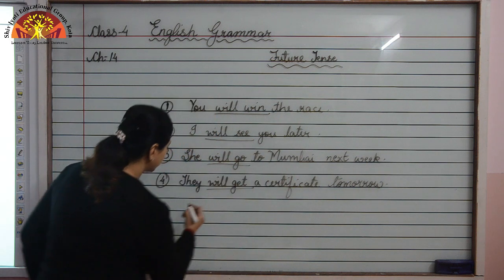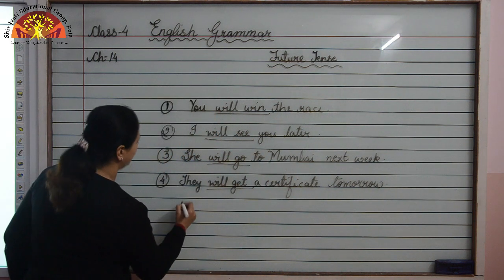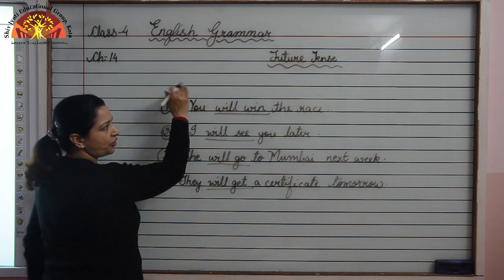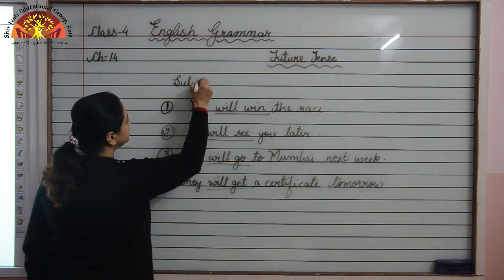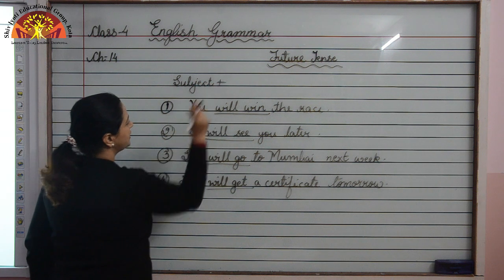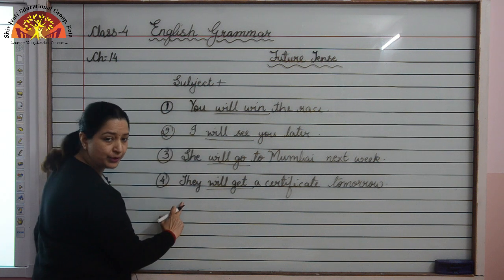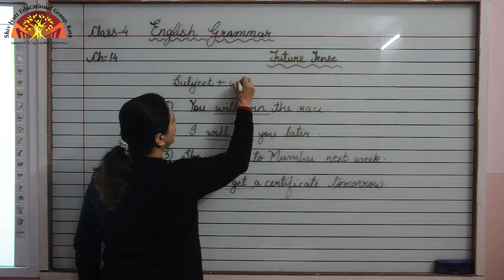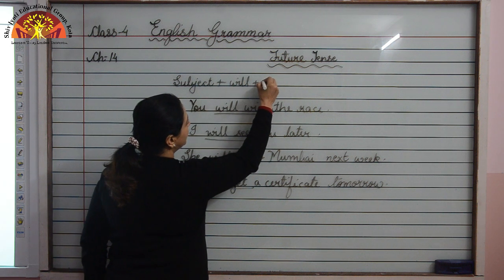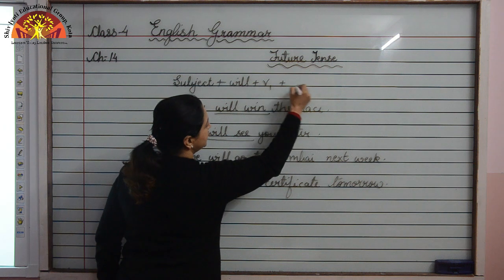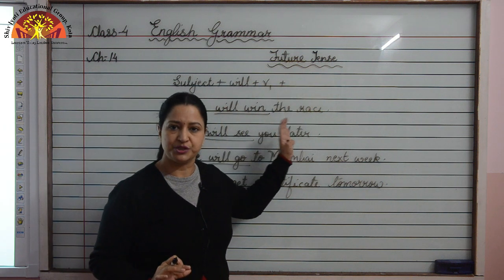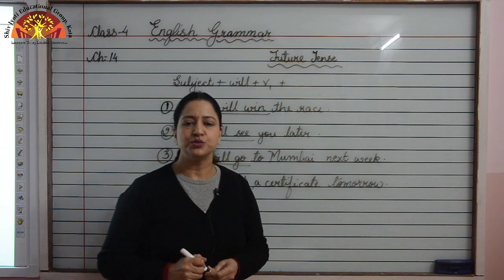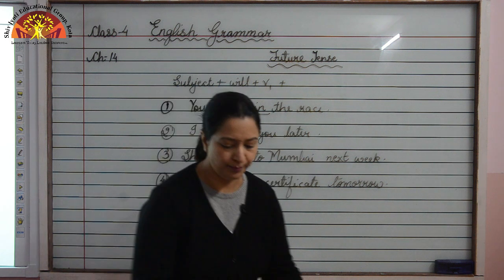Okay, now structure will be like, okay, here I am writing structure of future tense. So subject, any subject, you, I, singular, plural, plus will with first form of verb plus rest of the sentence. This is the structure for future tense. Now let's do some examples from your book.